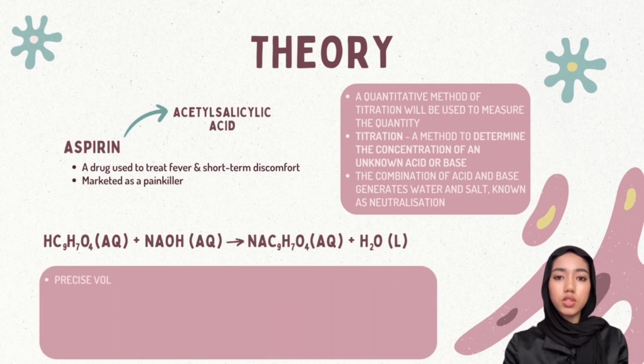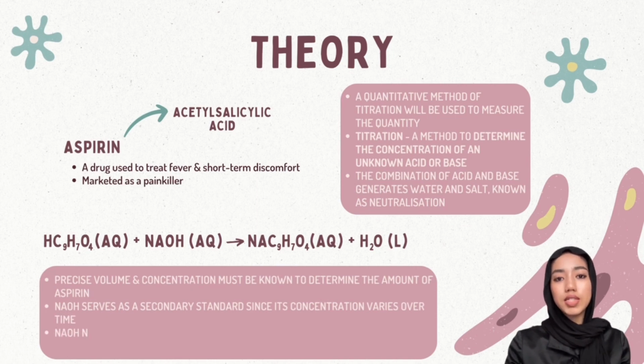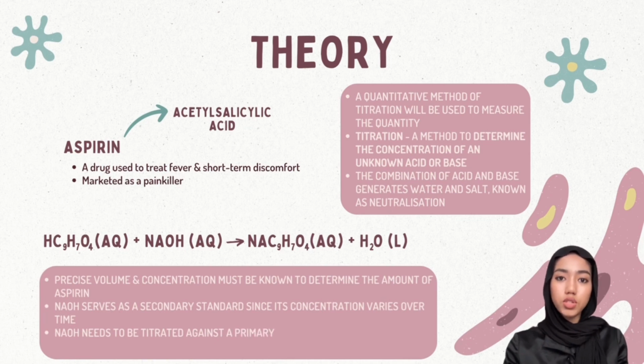So in order to ascertain the quantity of acetylsalicylic acid present in a sample, it is necessary to have accurate information about the volume and concentration of sodium hydroxide used, as well as understanding the complete reaction involved. Since the concentration of sodium hydroxide can vary over time, it is considered a secondary standard. And to determine the exact concentration of sodium hydroxide, it needs to be titrated against a primary standard, which refers to an acid that completely dissolves in water, which in this case is the acetylsalicylic acid.